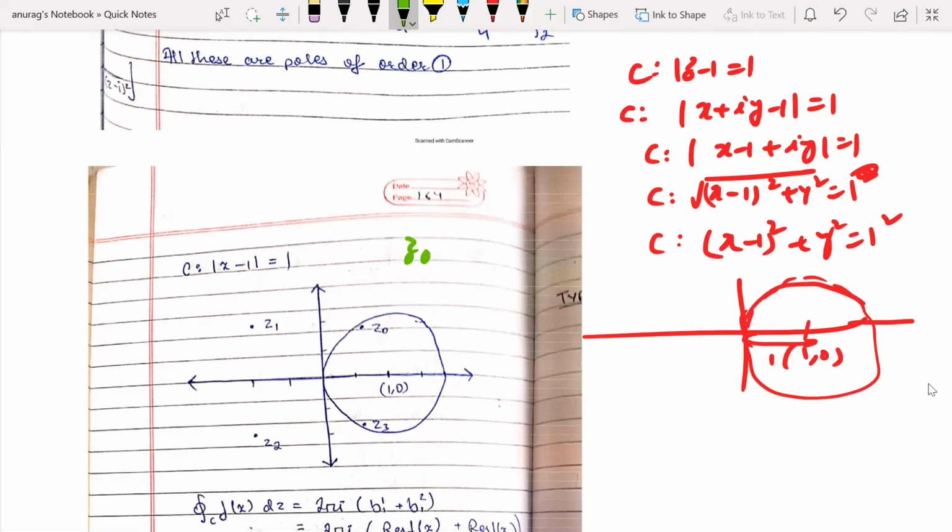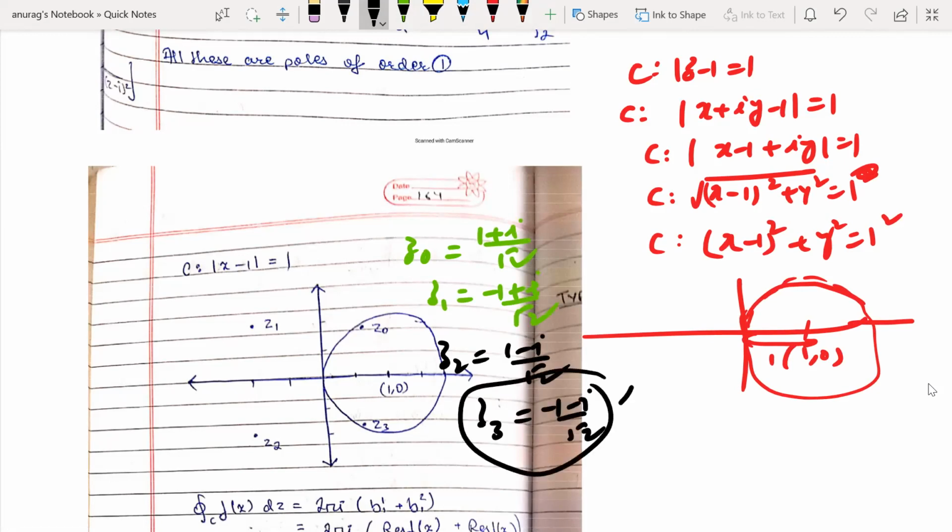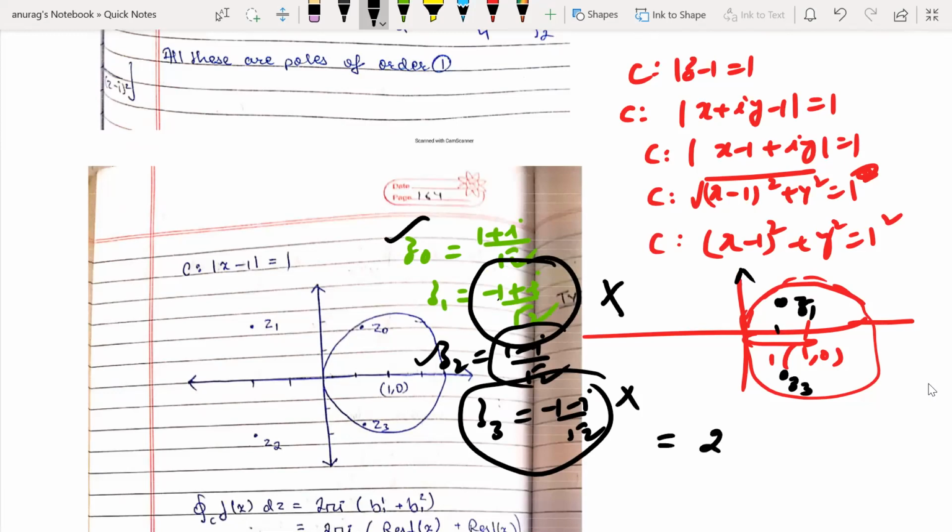And the roots are 1 plus i by root 2, minus 1 plus i by root 2, Z2 is minus 1 minus i by root 2, and Z3 is 1 minus i by root 2. It is lying in the third quadrant because both are negative. Here x is positive, y is negative, so it can be lying. Okay, x is negative, so it is not possible because here x is positive. So only you have to check Z0 and Z3. Z0 is 1 by root 2, 1 by root 2 lying here, and this is your Z0 and this is your Z3. Both are lying inside. So only you have to calculate the residue about these 2 points, B11 plus B12.